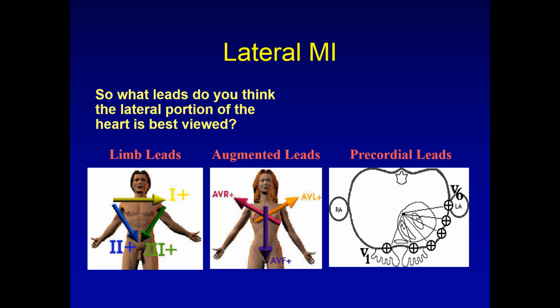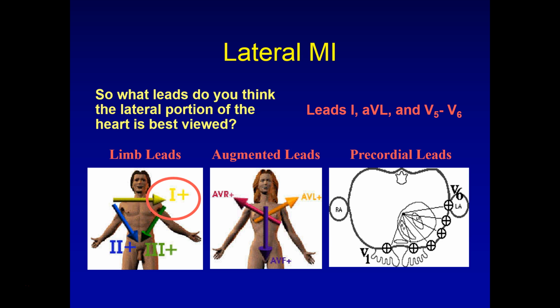Okay, so what leads do you think the lateral portion of the heart is best viewed? It's going to be leads 1, AVL, and V5 through V6. And don't worry too much about trying to memorize the specific leads and what areas of the heart they view. I'm going to teach you a really neat trick before this video is over that you won't have to memorize this. You'll be able to see it in your mind.